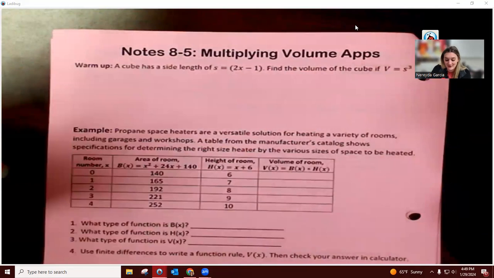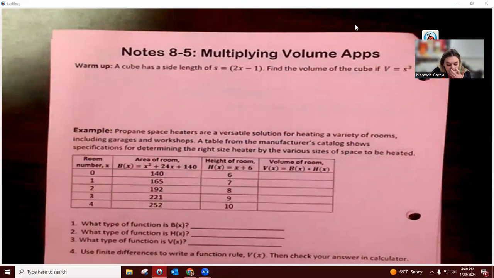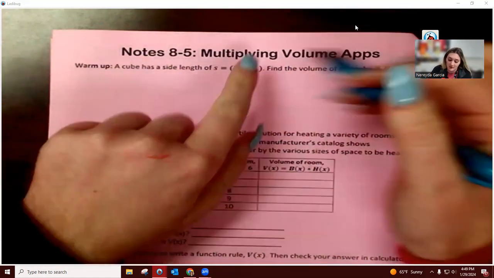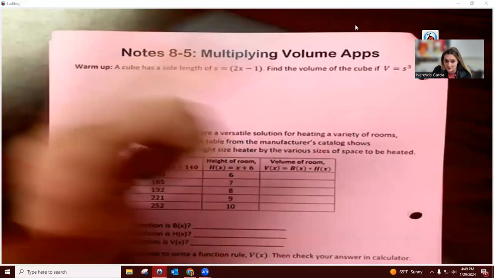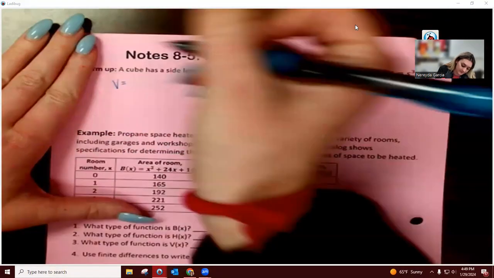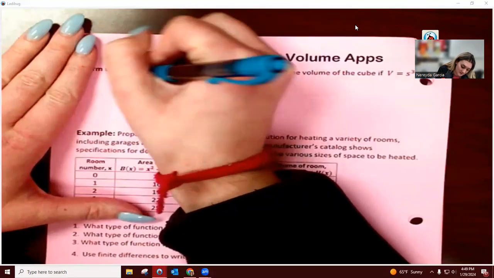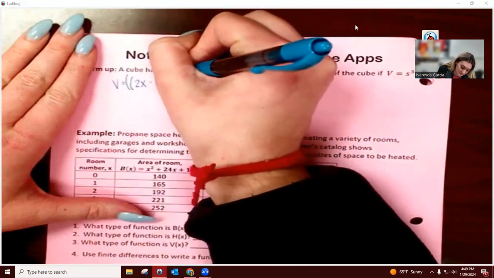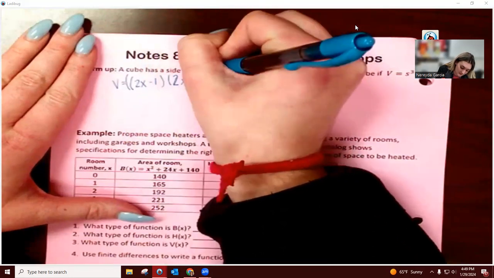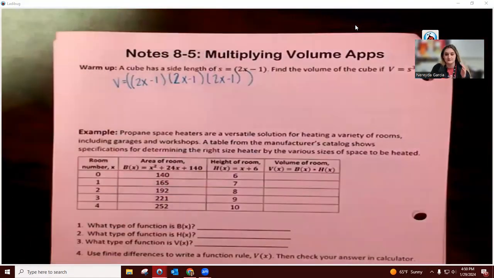Okay, so for my warm up, we've seen this already. It says a cube has a side length of s equals 2x minus 1. Find the volume of the cube if v equals s cubed. So I know my s, it gave me the formula, all I gotta do is plug it in, right? So it's saying, hey, v is equal to 2x minus 1 times 2x minus 1 times 2x minus 1. A bunch of different times.